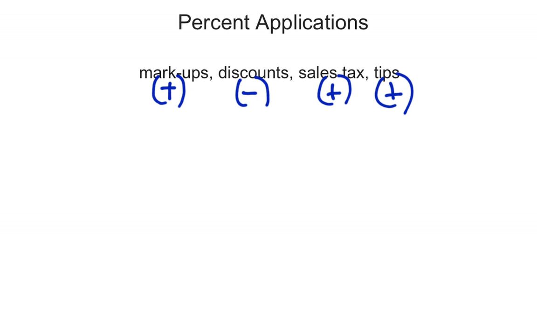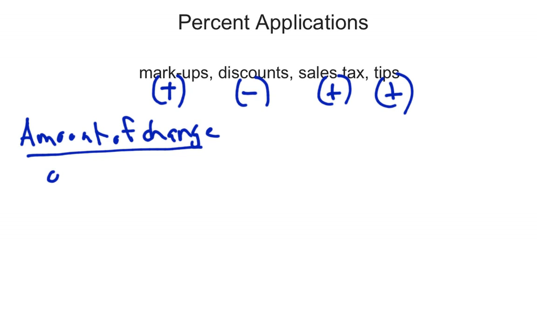All right, well, one thing that we were doing yesterday was we were doing our equation or our setup for finding percent of change. We had to find out the amount of change, and then what we did with that was we put the amount of change over the original price. All right, and once we were able to do that, once we found out the amount of change over the original price, then we were able to get our percent by doing that.